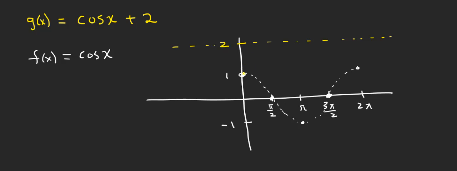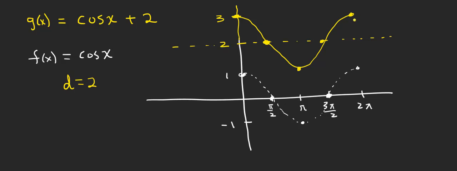And this top, 0, 1, will become 0, 3. And this point will end up over here. That point will end up over here. This point will end up over here. And that point will end up over here. So since D is 2, compared to cosine of x, this graph will move up 2. And there's one cycle of cosine of x plus 2. So D causes vertical shift.